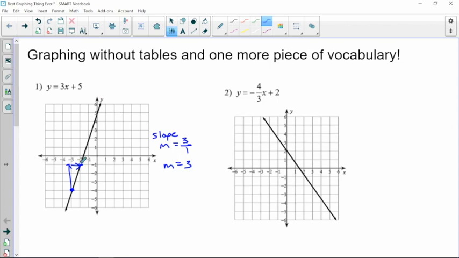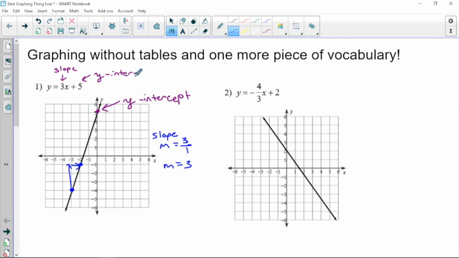And this line crosses the y-axis here at 5. The name for where the line crosses the y-axis is called the y-intercept. If you look at the equation for this line, you might notice that the slope is the coefficient of x, and the y-intercept is this constant at the end.